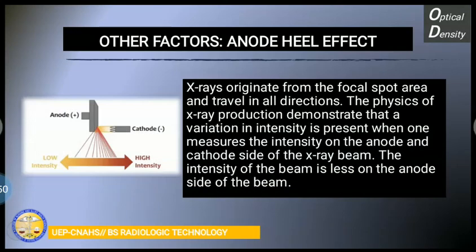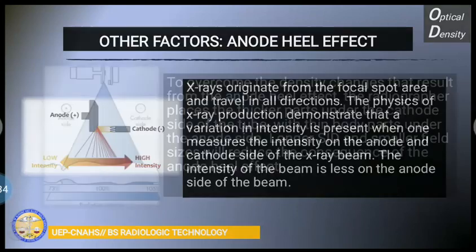So other factors that affect the optical density, of course, the anode heel effect. Right? X-rays originate from the focal spot area and travel in all directions. The physics of X-ray production demonstrates that more variation in intensity is present when one measures the intensity on the anode and the cathode side of the X-ray beam. So the intensity of the beam is less on the anode side. We mentioned this last time when we talked about the X-ray tube, that there is a variation from the central axis of the X-ray beam.